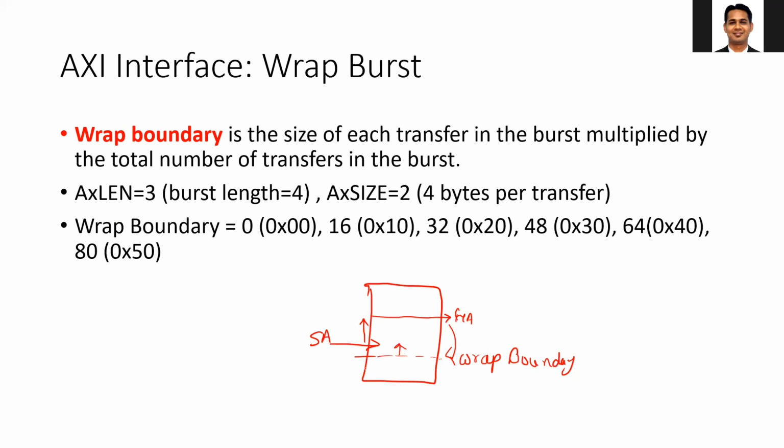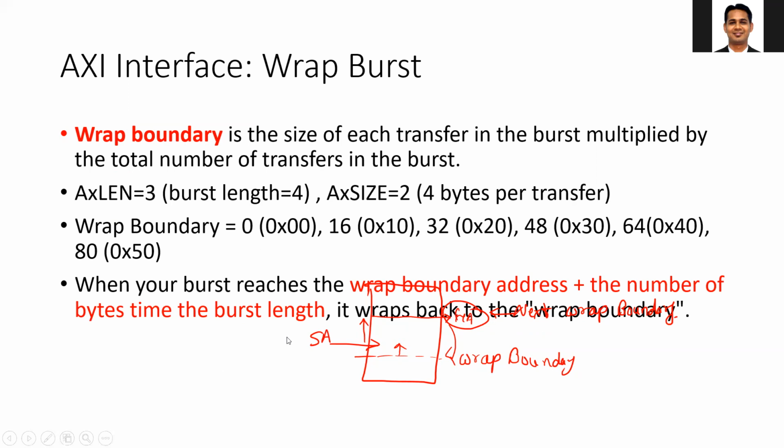So the wrap boundary is the point where you will return after you reach the higher address. This higher address, I can call again the next wrap boundary. You will understand this more clearly in the next couple of slides. But once you start from the start address and reach the next immediate wrap boundary, you will go back to the previous wrap boundary. This is the concept of the wrap boundary.